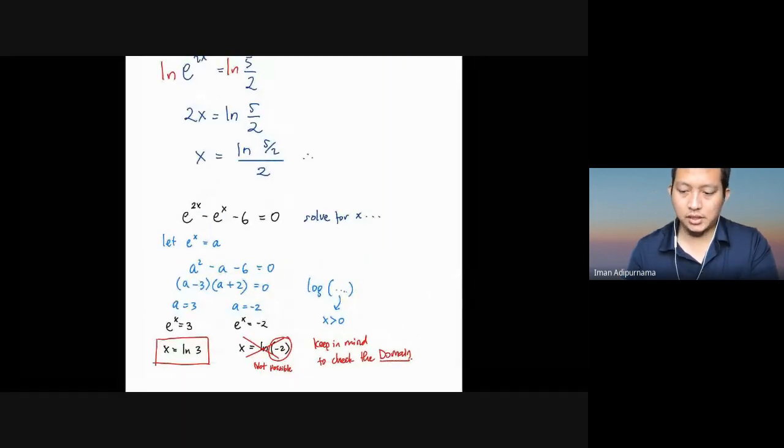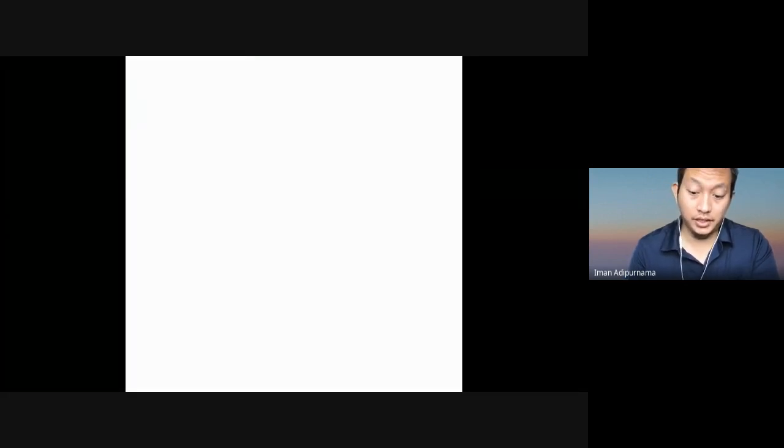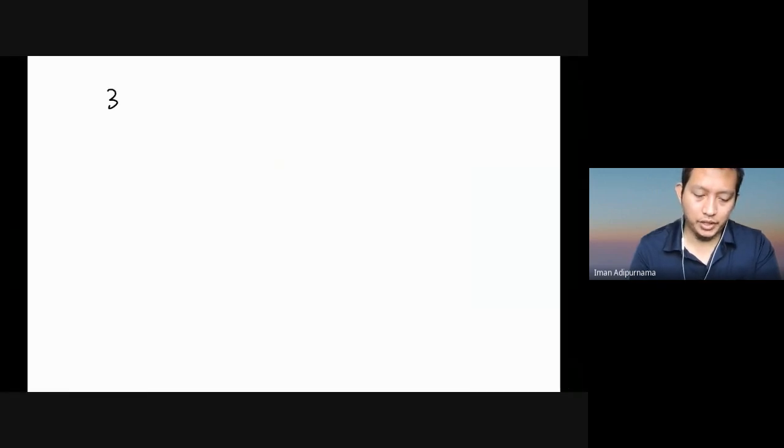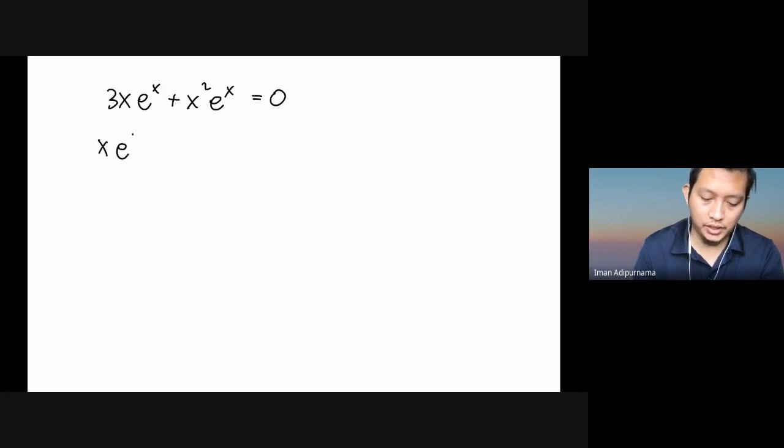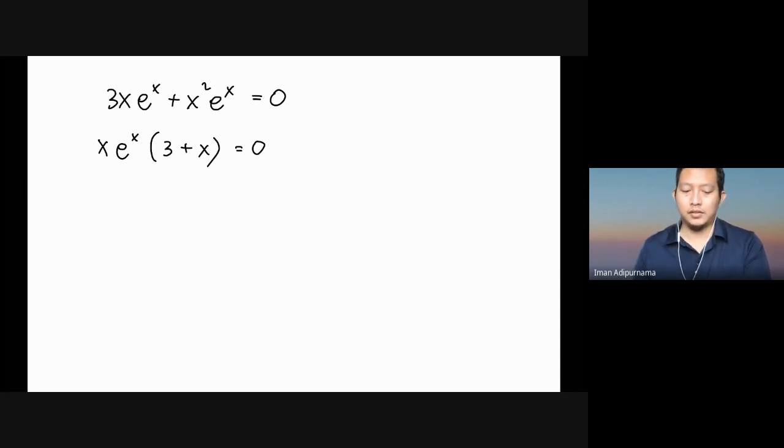Okay, or you can have just linear equations. Maybe we have 3x e to the x plus x squared e to the x equals 0. To solve this, probably we can factor out x and e to the x, so we have x e to the x times 3 plus x. So we can solve this. How to make it 0?